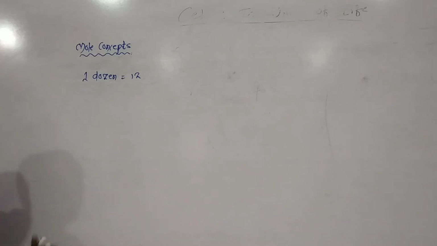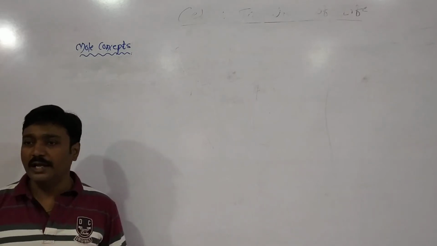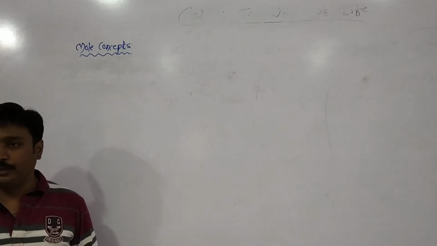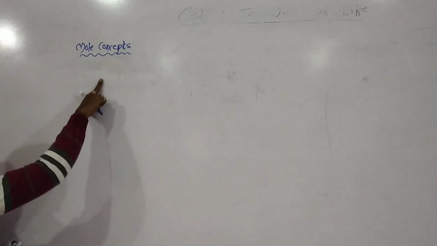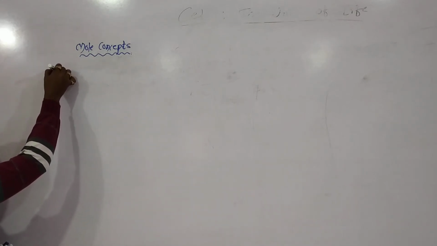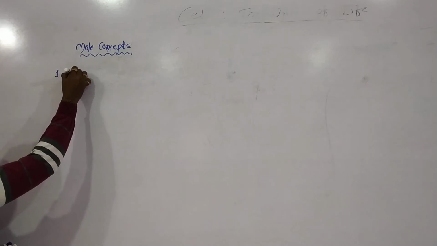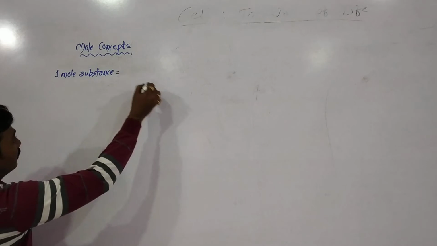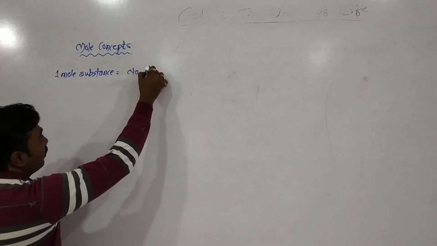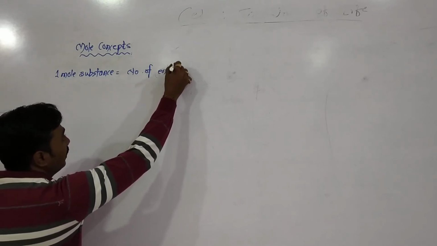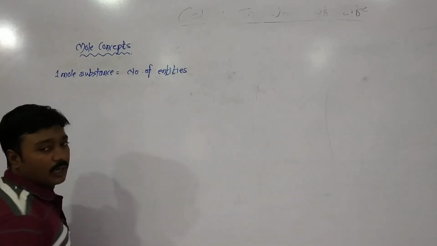Okay. For measuring microscopic particles like atoms, molecules, ions, electrons, scientists tried to make a smaller unit, and for that they introduced the concept of mole. So what is 1 mole of a substance? Initially, 1 mole of a substance was defined as the number of particles or entities. Those entities may be atoms, molecules or ions.